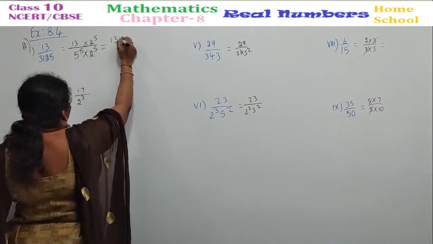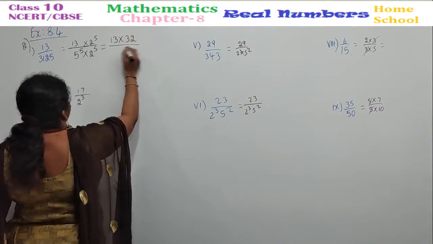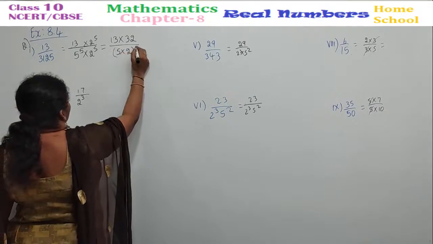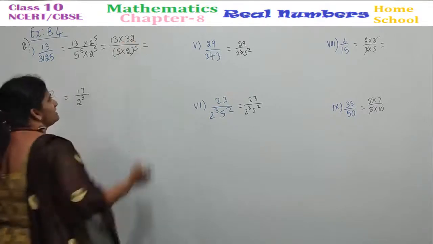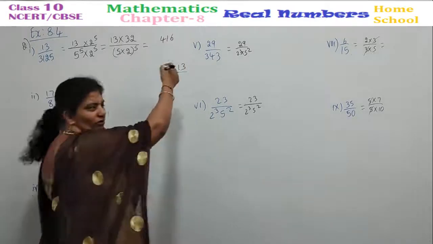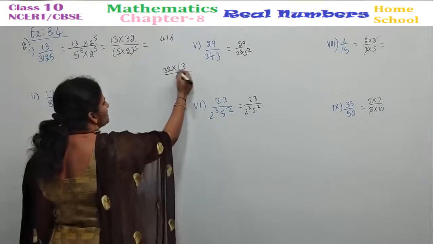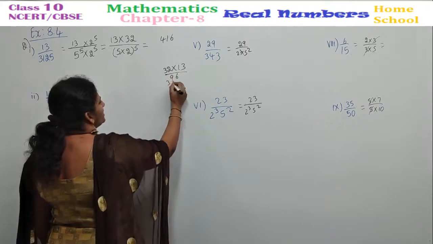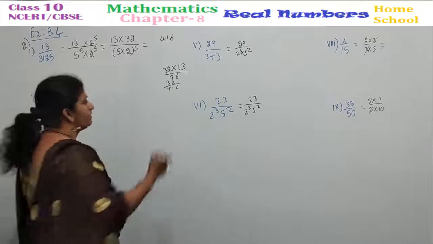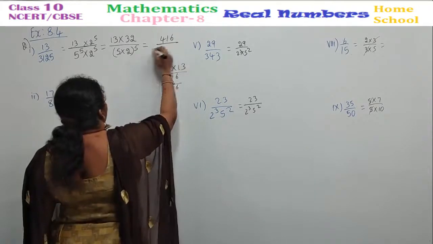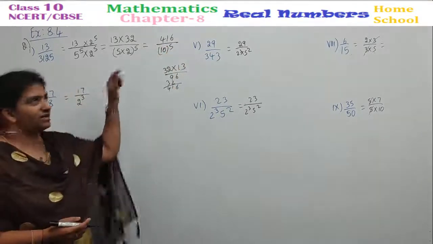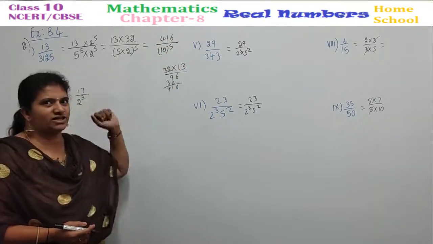So 13 into 32 by, I will write in a single bracket, 5 into 2 whole power 5. What is 13 into 32? 416. Or directly you can calculate, children. 3 2s are 6, 3 3s are 9. 32 1s are 32. Add this 1 1, 4, 4 1 6. 416 by 10 power 5. Now it is very easy to convert into decimal. Almost your conversion is completed.